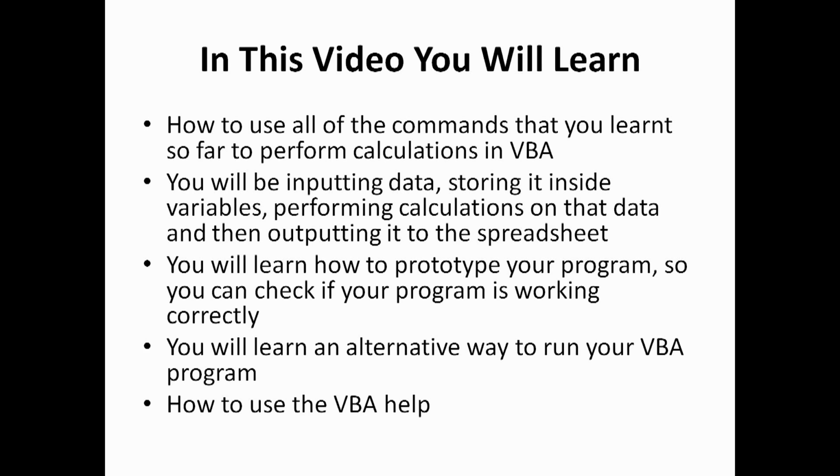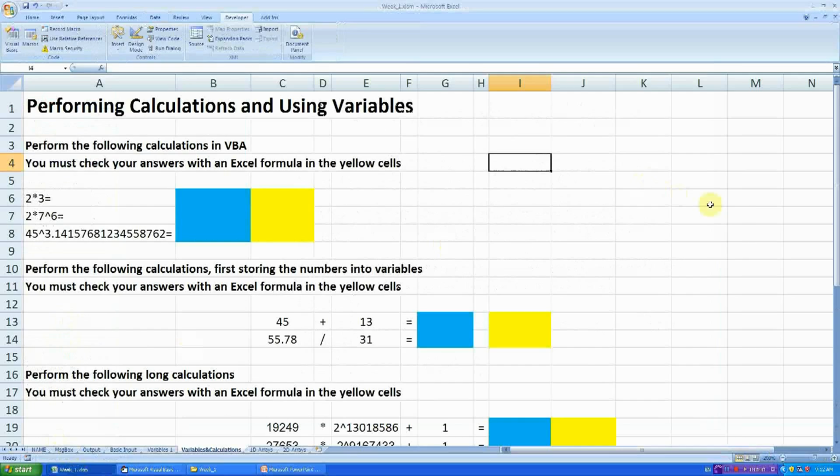You will learn an alternative way to run your VBA program, and you will also learn how to use the VBA help. I'm now on the next worksheet of the Week 1 workbook. Your first programming task is to perform the following calculations in VBA. You must check your answers with an Excel formula in the yellow cells.